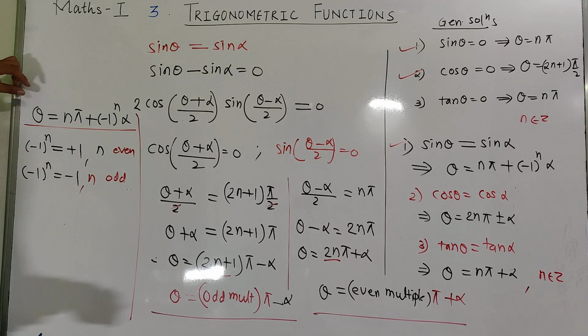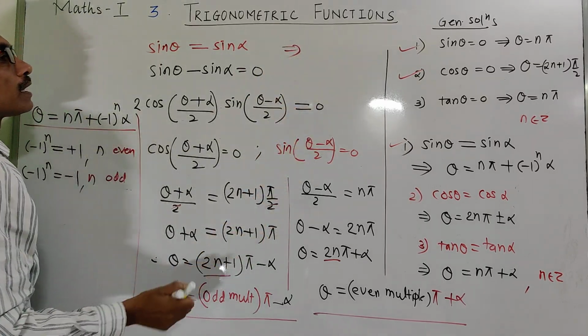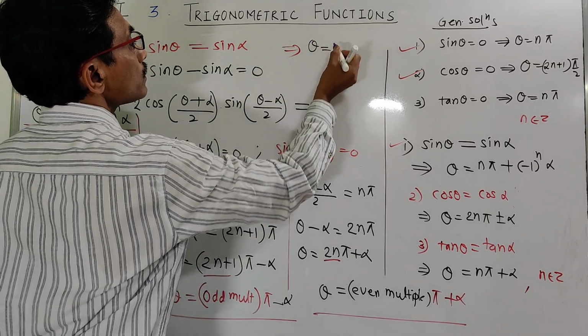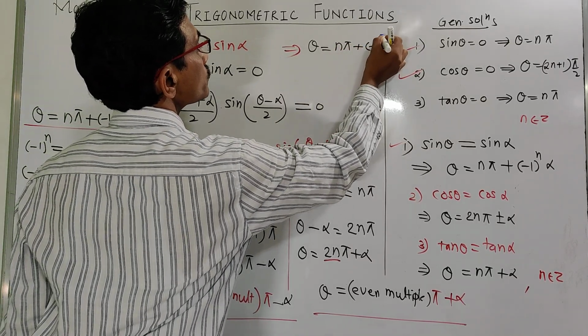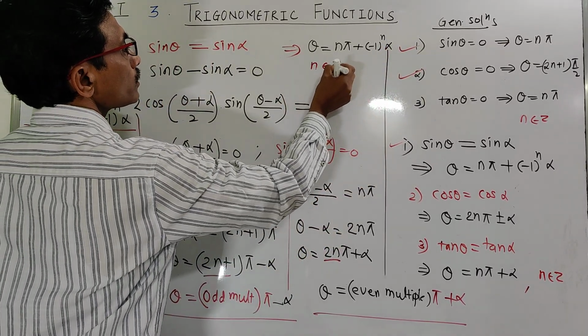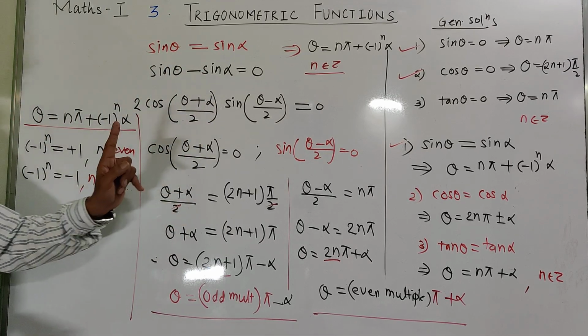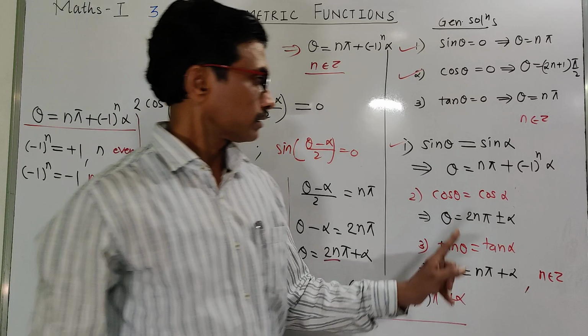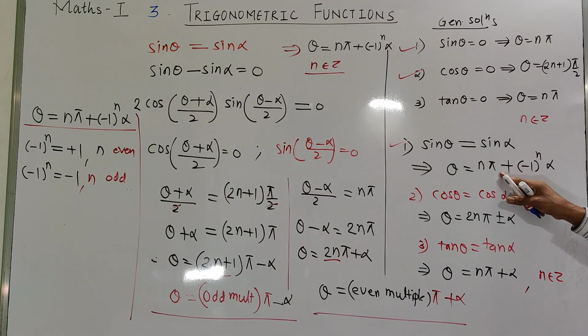So therefore, the general solution of this equation, sin theta is equal to sin alpha, implies theta is equal to n pi plus minus 1 raised to power n into alpha, where n belongs to z. So n is an integer. So this is the solution of the equation sin theta is equal to sin alpha. This implies theta is equal to n pi plus minus 1 raised to power n into alpha.